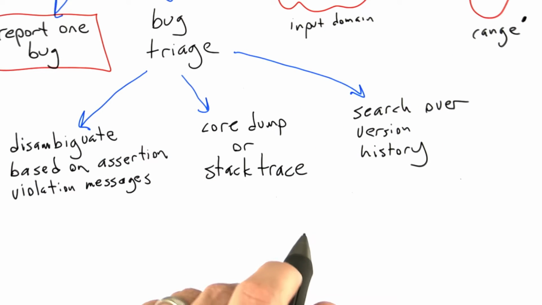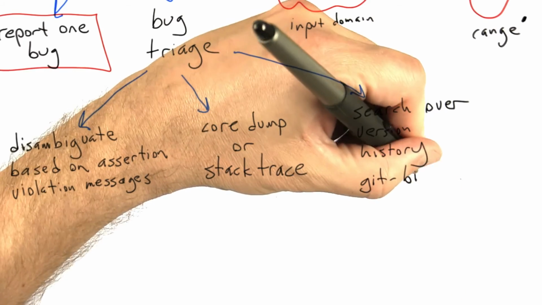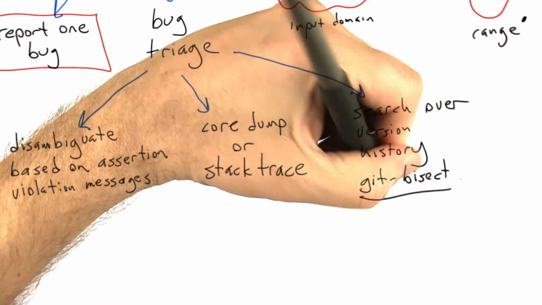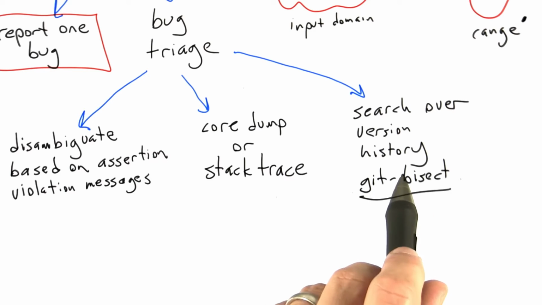And some automated tools for revision control even build in functionality to do this search over version history. So for example, Git has a git bisect command that can be used to do a binary search over version history in an automated way. And even if that kind of thing isn't available, it's not too hard to script this up yourself, given an automated way to detect if a particular version has a particular bug.